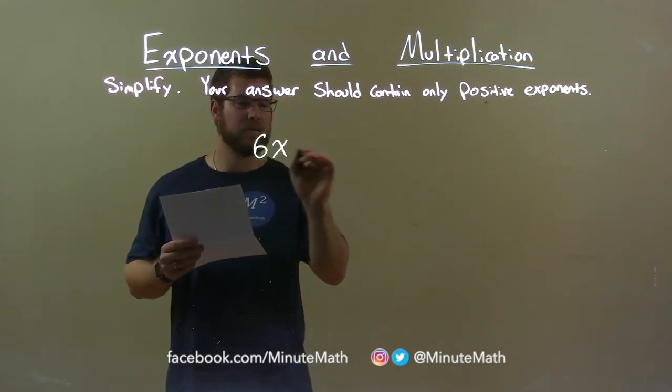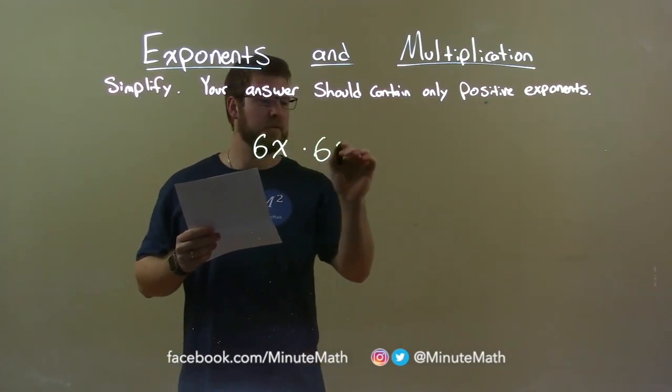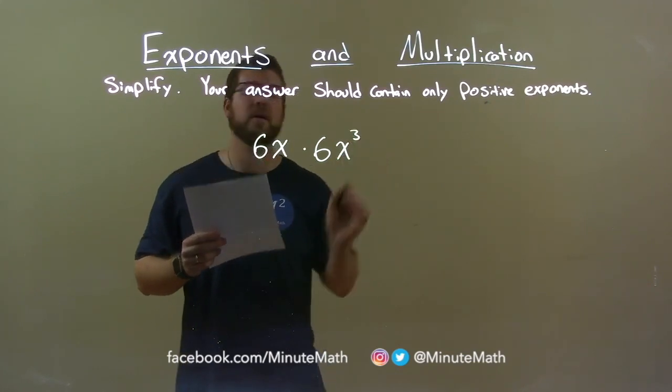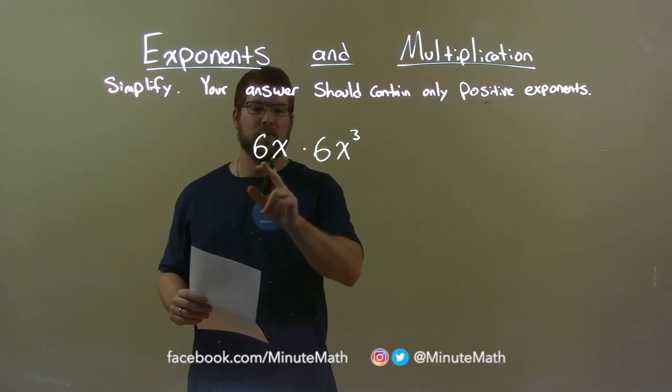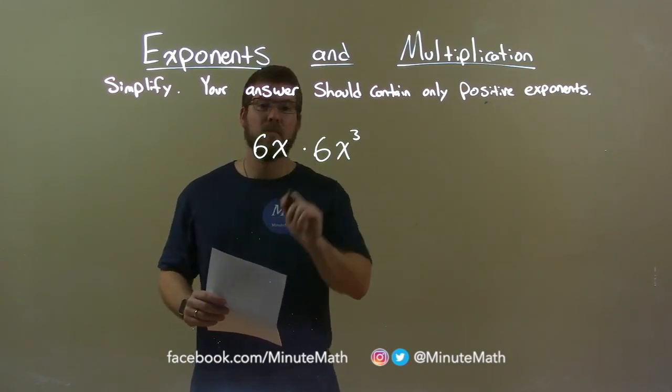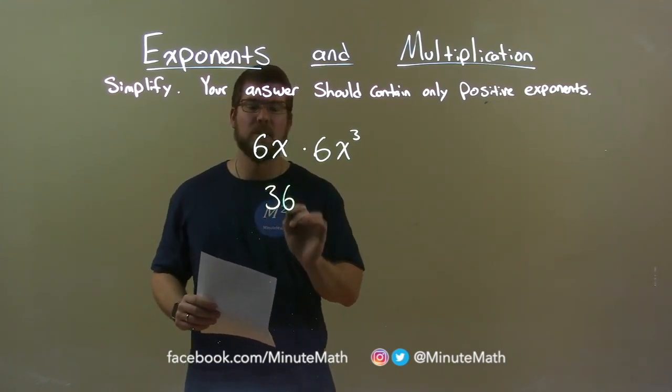6x times 6x to the third power. I first want to look at my coefficients. We have 6 and 6. 6 times 6 is 36, so that goes down here.